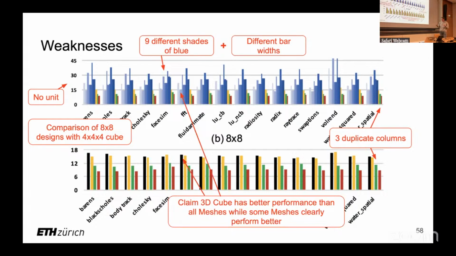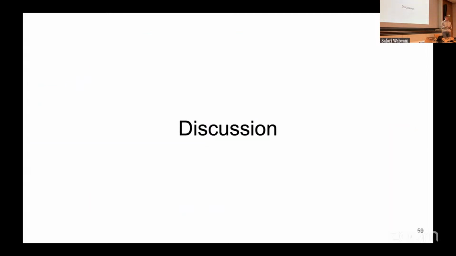And to top it off, they then say that the 3D cube design outperforms all the meshes, while you can actually see that some of the mesh designs outperform the cube design. So I think with that, there are some weaknesses that I can point out, but overall, I really like the paper. And maybe you also have some points that you'd like to discuss about this paper. Any questions, if you have some new ones, I'm welcome to answer them as well.